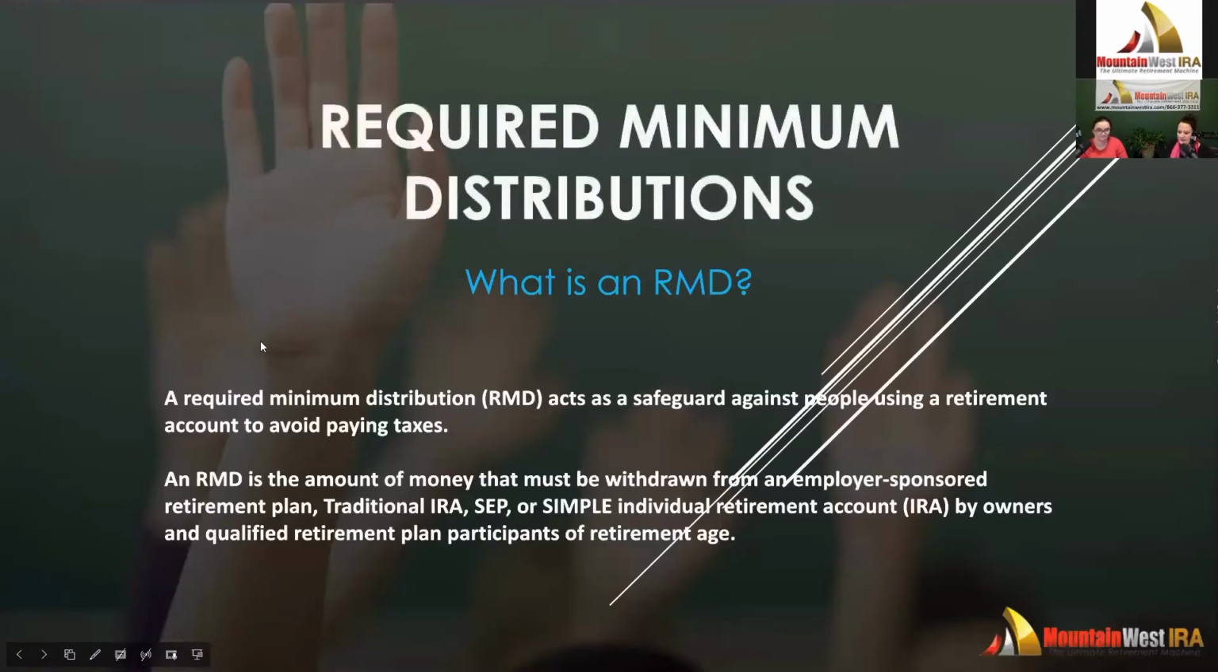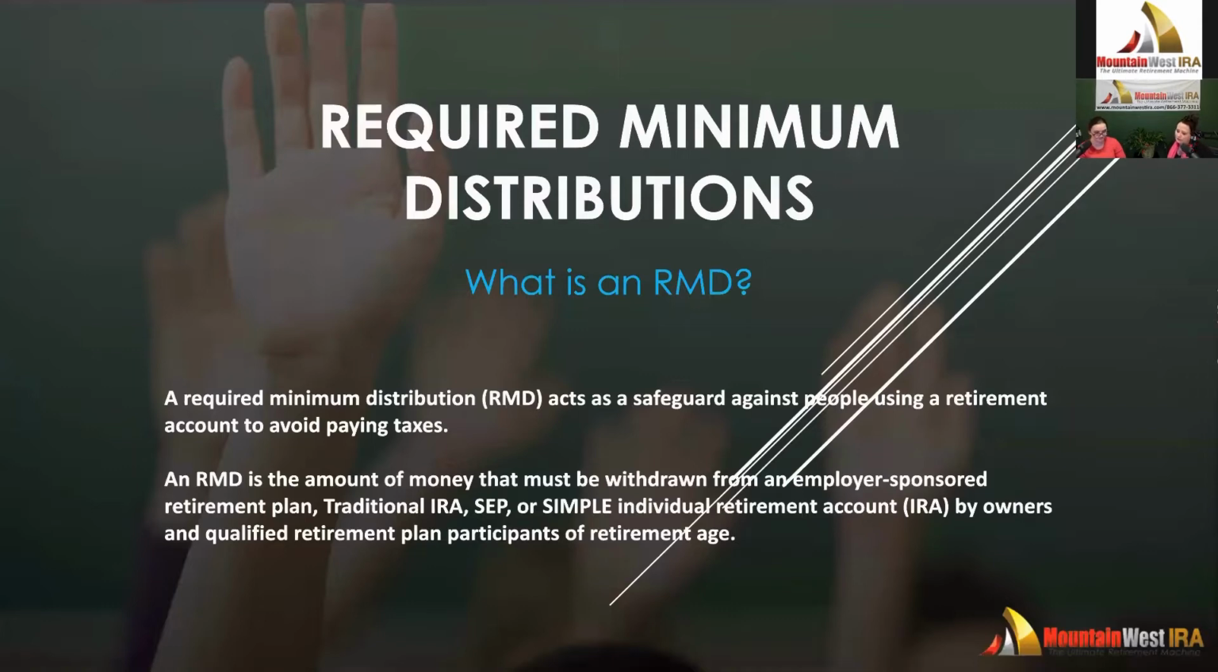So our very first thing is we're going to be talking about required minimum distributions. So Crystal, what is a required minimum distribution or RMD? So a required minimum distribution is the amount that must be withdrawn from an employer-sponsored retirement plan, traditional IRA, SEP, or simple individual retirement account by owners and qualified retirement plan participants who are of retirement age.